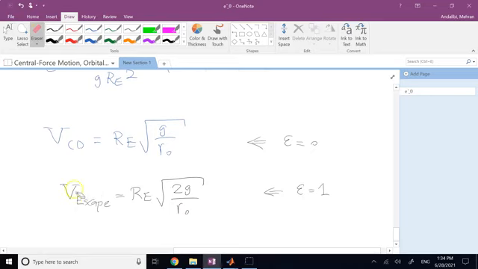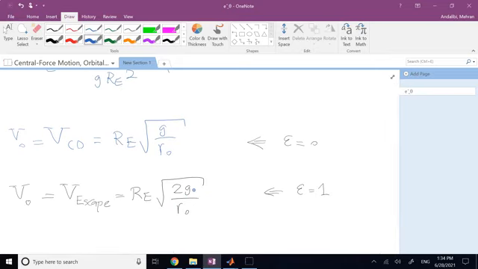And as long as the launch velocity v naught is bigger than this, as long as the launch velocity is equal or bigger than this number, your satellite, whatever you send to space, is not going to come back to the Earth. It's not going to orbit. It is going to drift from the Earth. Okay, so we call it the escape velocity. And that's the formula for it.